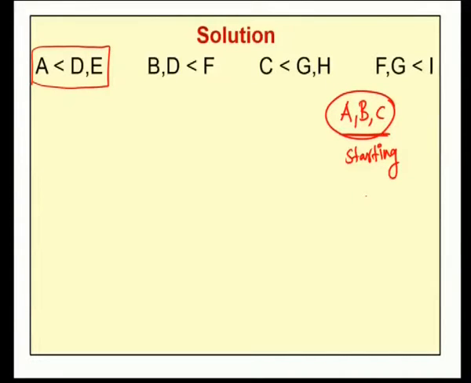Next, A has a successor, B and D have a successor, C has a successor, F and G have a successor. Therefore, A, B, C, D, F and G have a successor.